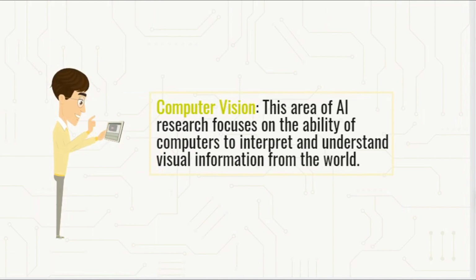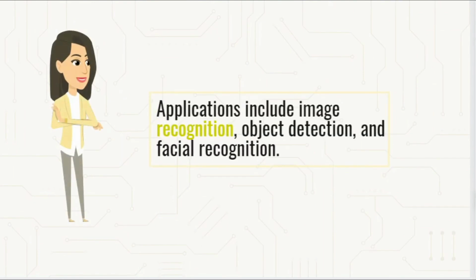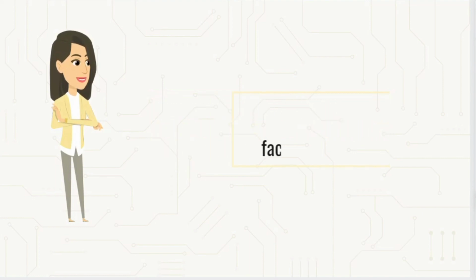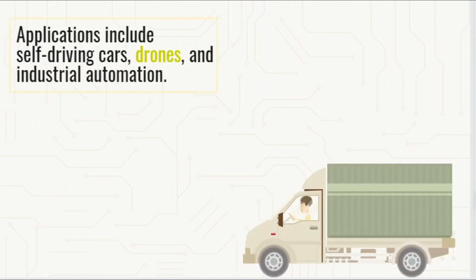Computer vision. This area of AI research focuses on the ability of computers to interpret and understand visual information from the world. Applications include image recognition, object detection, and facial recognition. Robotics. This area of AI research focuses on the design and development of robots that can function autonomously or semi-autonomously. Applications include self-driving cars, drones, and industrial automation.